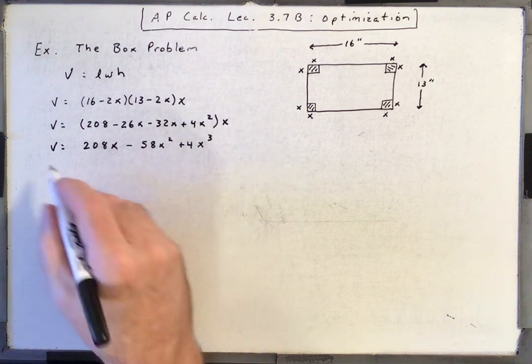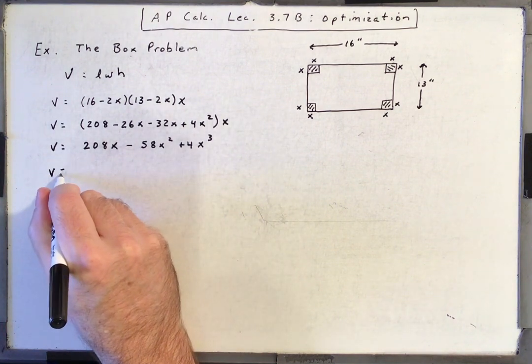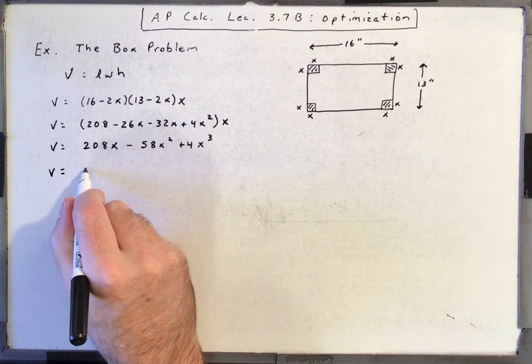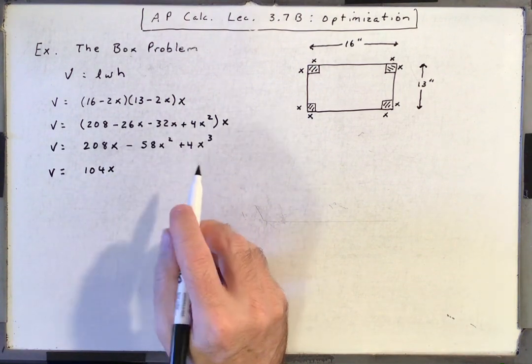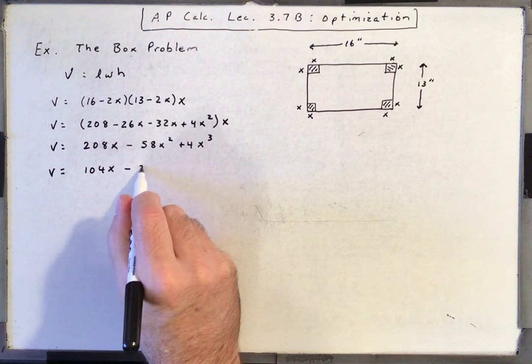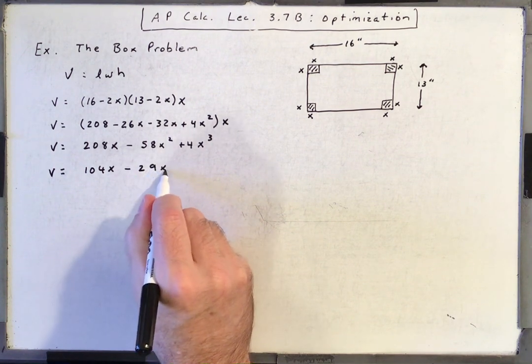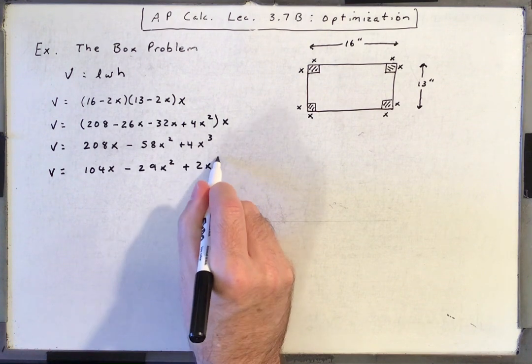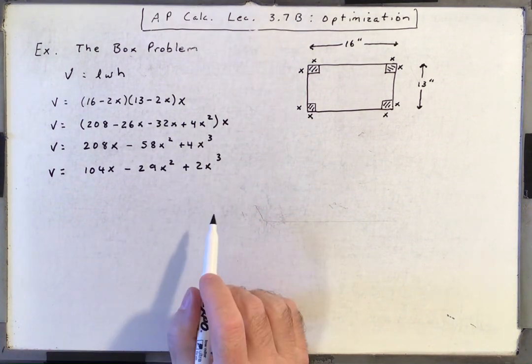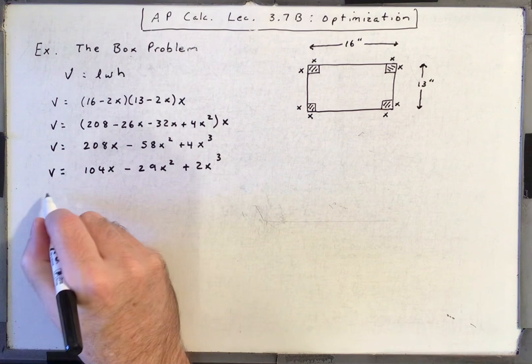I'm going to go ahead and factor a 2 out. That'll be the same equation. So factoring out a 2, I'd have 104x minus 29x squared plus 2x cubed. This is just to make it simpler to work with. You don't have to do this. And that's the best we can do. Now finally, we can take a derivative.